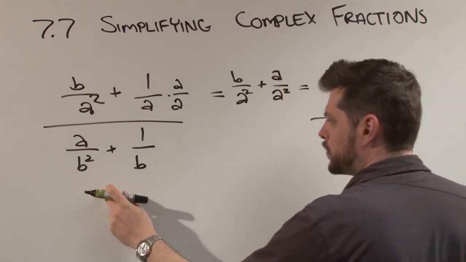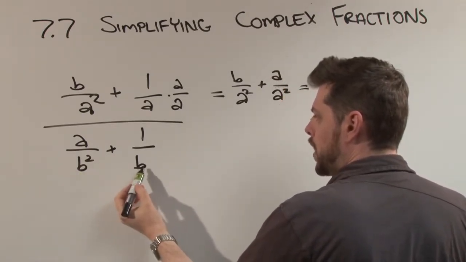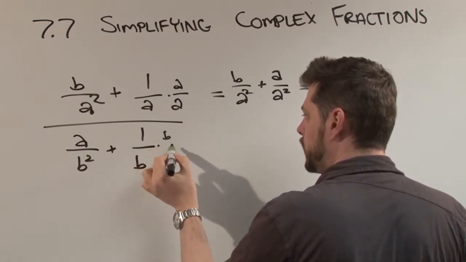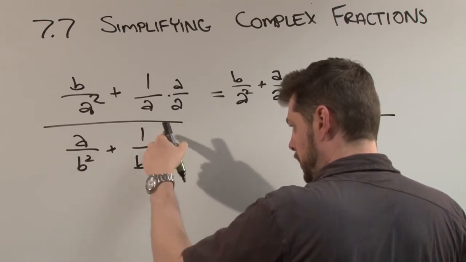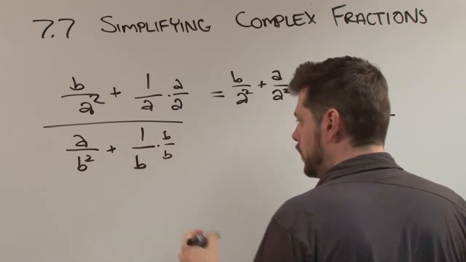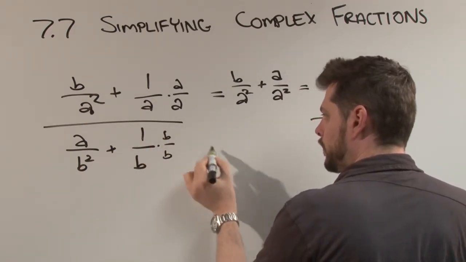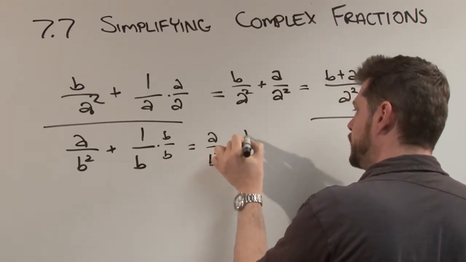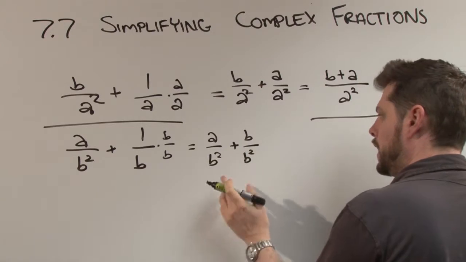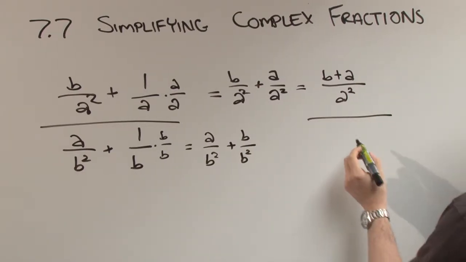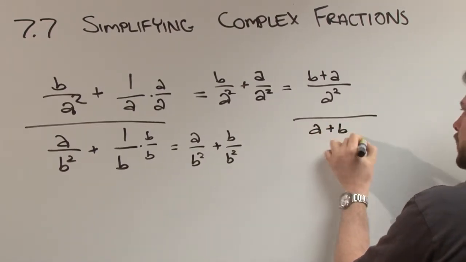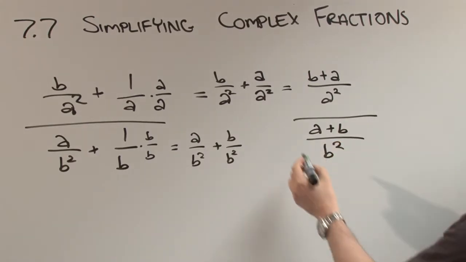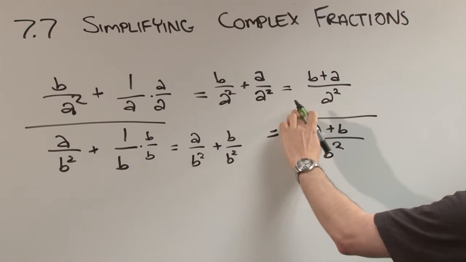Same approach for the bottom term. I note that my common denominator between these is going to be b squared. So I'm going to multiply my second term by b over b, and I get a over b squared plus b over b squared. And now I can combine those into one fraction, and I get a plus b over b squared. All right, so now we're in striking distance.